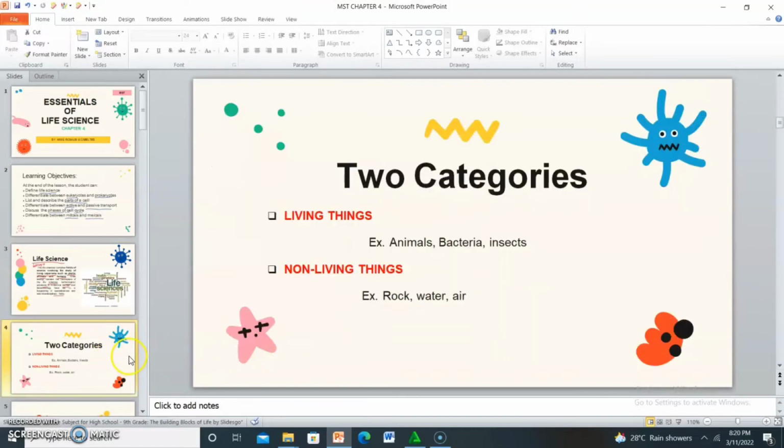There are two categories in life science. First is living things, for example, animals, bacteria, insects, and so on. Second is non-living things, for example, rocks, water, and air. So those are the two categories of life science.